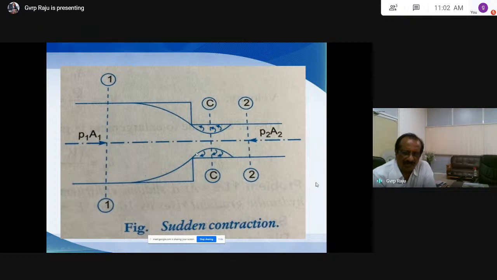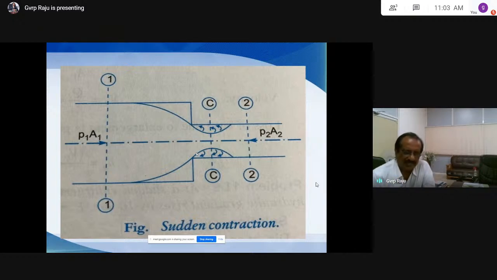So then what is the loss due to sudden contraction? For example, this is also a loss due to sudden contraction. You need to consider it in the total head losses. We have discussed the head loss due to friction, head loss due to sudden enlargement, and head loss due to sudden contraction.